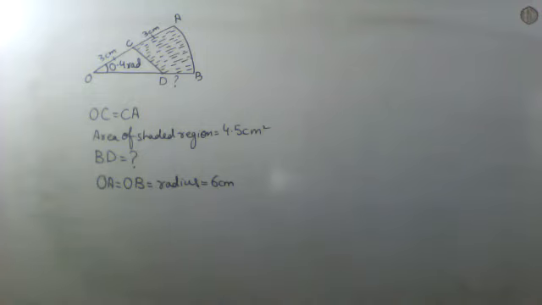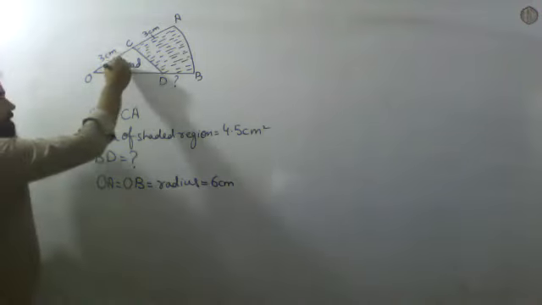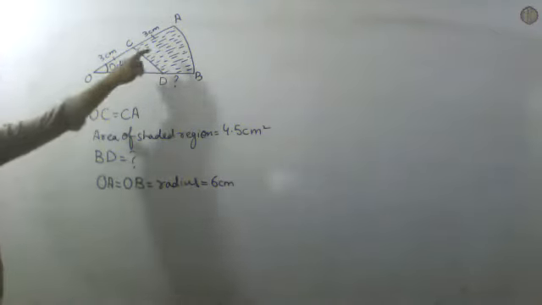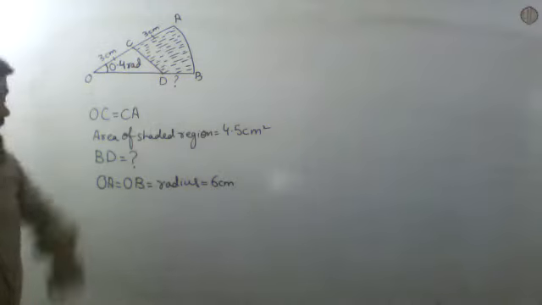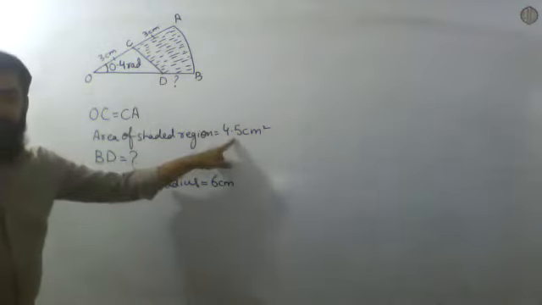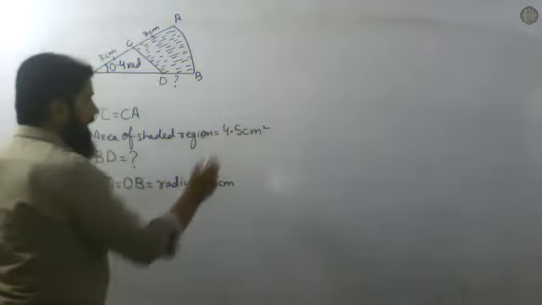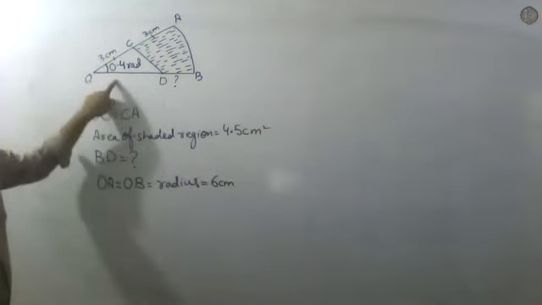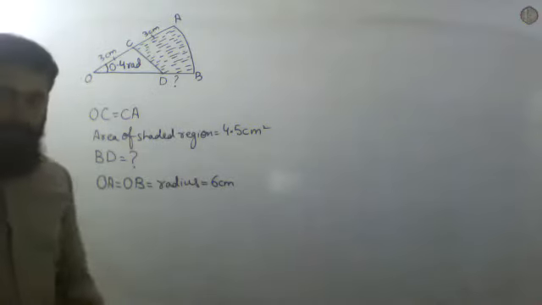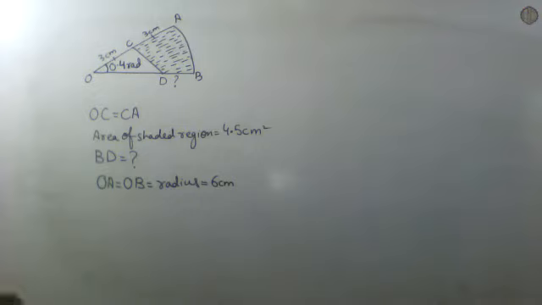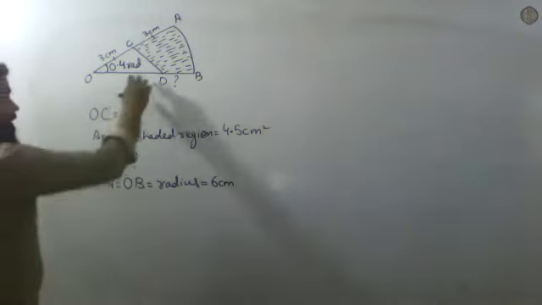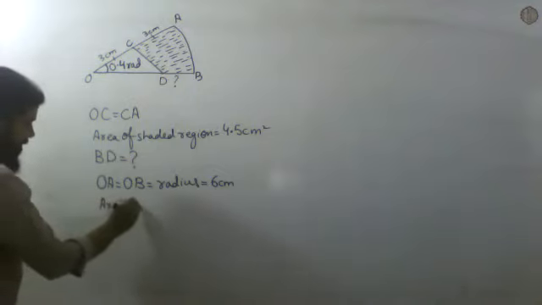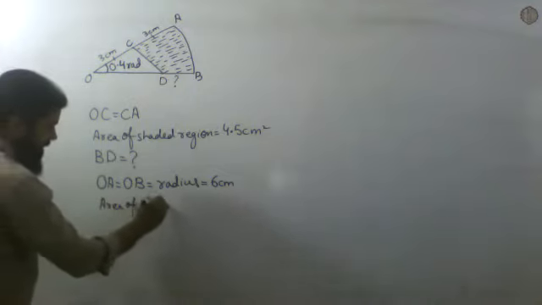Now, this is given 0.4 radian, right? And they have said the area of the shaded region is 4.5 centimeter square. So what will I do in order to get the value of BD? If I can get the value of this one, I can have my result. So how will I do the working? First of all, area of shaded region.